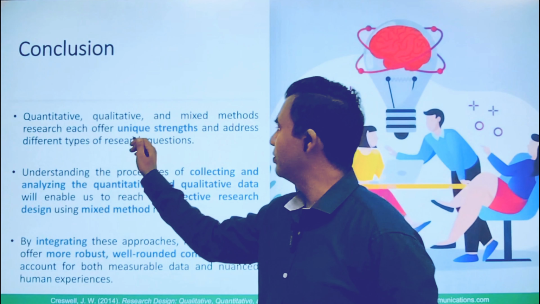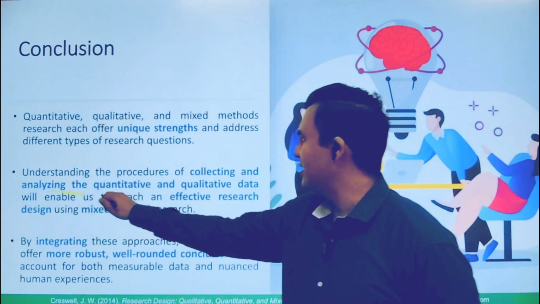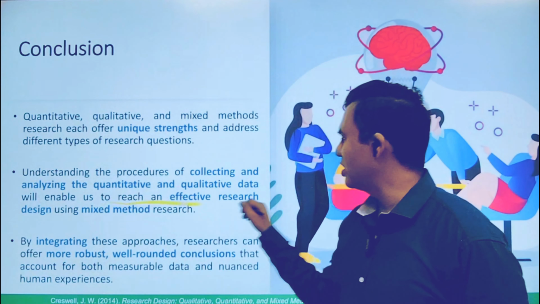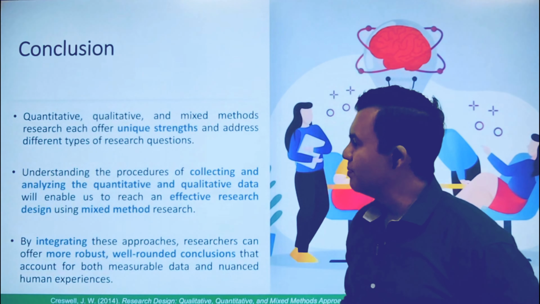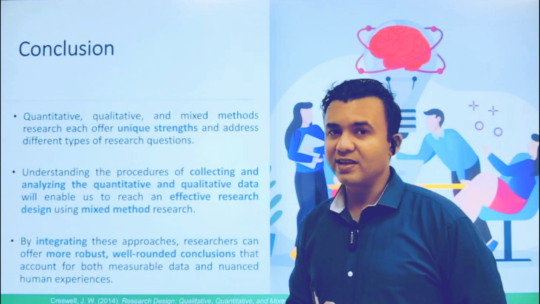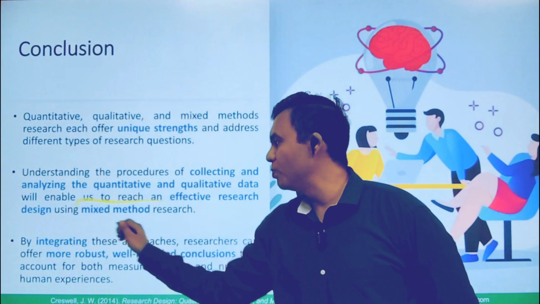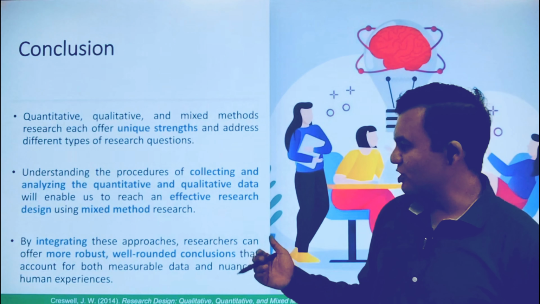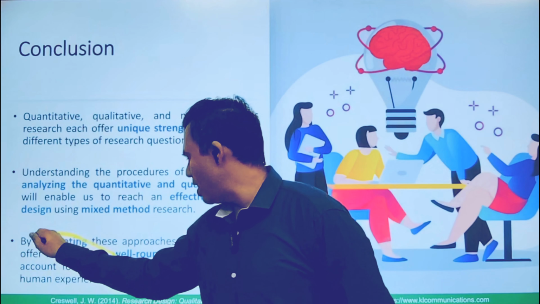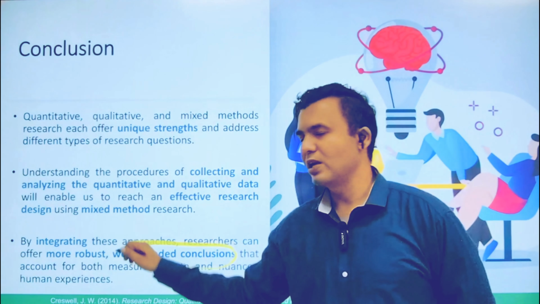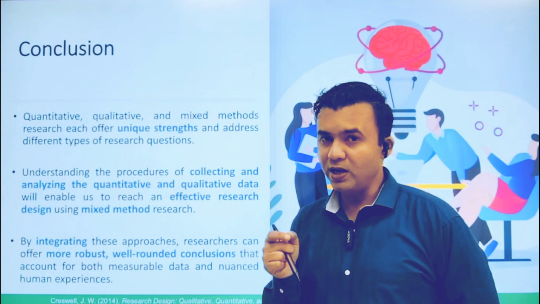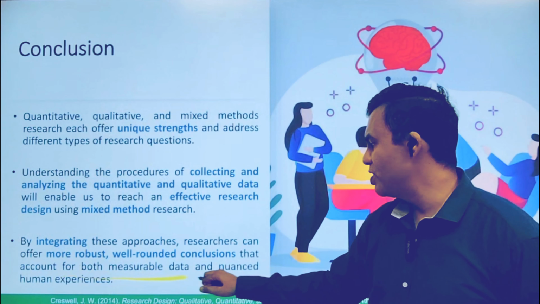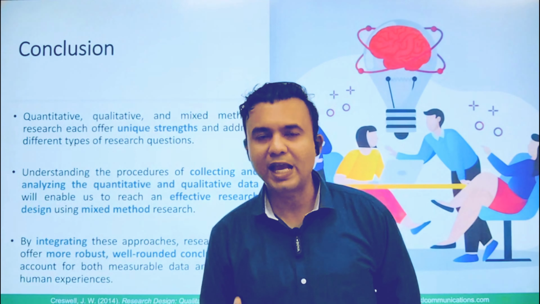Understanding the procedures of collecting and analyzing the qualitative and quantitative data will enable us to reach an effective research design using the mixed method. So we have to understand the process nicely. If we understand both of them, the mixed method could be a great tool. By integrating these approaches, researchers can offer more robust, well-rounded conclusions, and it can be replicable also. It could be reliable and valid also, right? Because it accounts for both measurable data as well as nuanced human experiences.